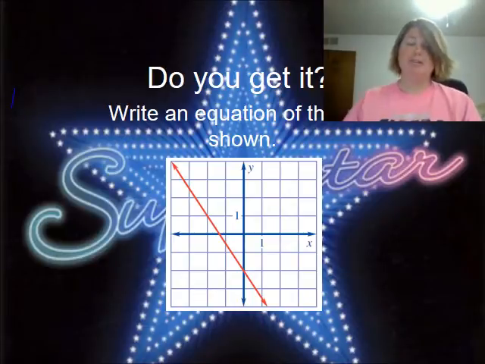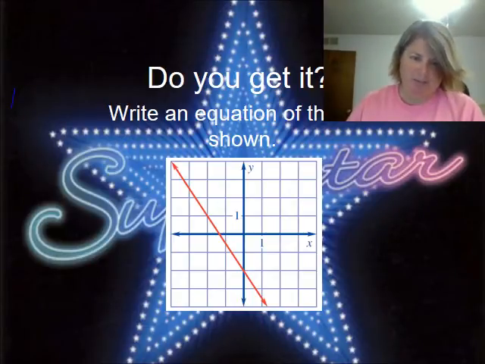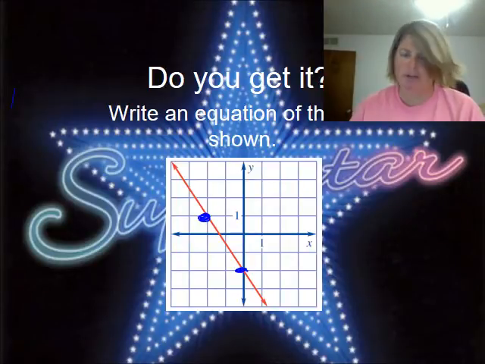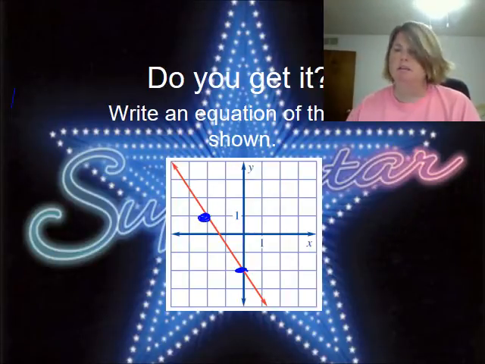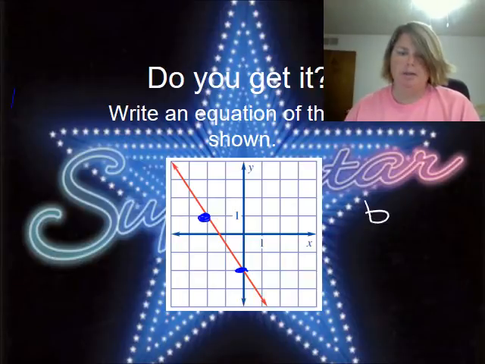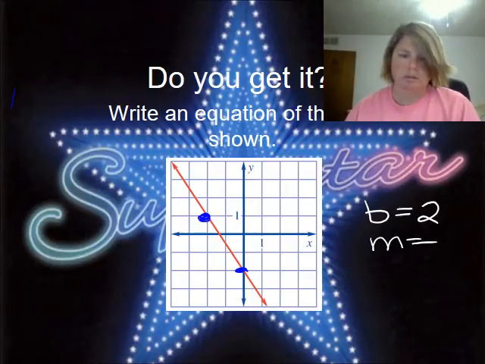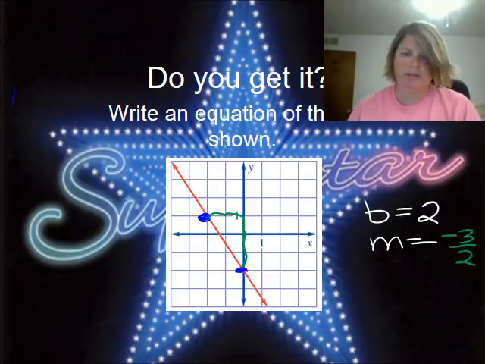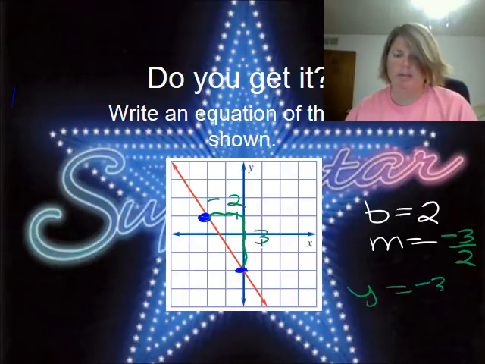All right, so hopefully you restarted us, and let's see if you got the right answer. So one good point is here, and another good point is here. I always try to use the y-intercept if I can. So b is equal to 2, and m is equal to, let's find the rise over the run, 1, 2, 3 over 1, 2. So negative 3/2, because I went up 3, and then I went left 2. And then we write the equation of the line, y equals negative 3/2 x plus 2.